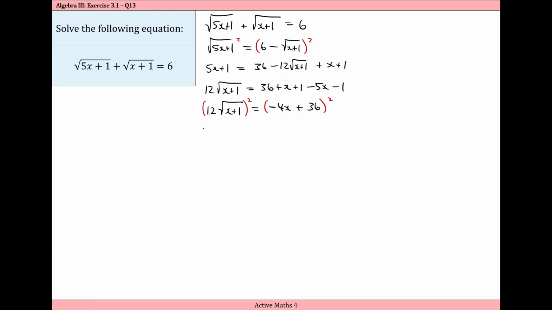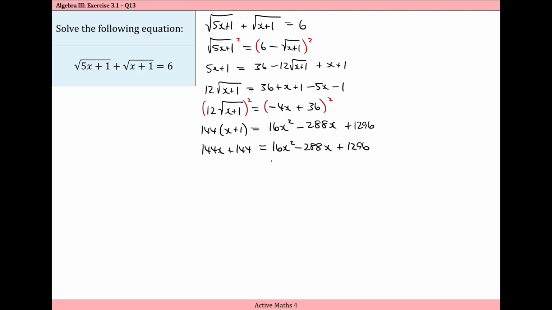So if I square 12, I get 144, and then if I square root x plus 1, that's just x plus 1. Equals, squaring out this bracket, I square the first, minus 4x all squared is 16x squared, and 36 all squared is plus 1296, and then twice the product, well, minus 4x by 36 is minus 144x times 2 is minus 288x. I'm going to multiply the left hand side, so I get 144x plus 144 equals 16x squared minus 288x plus 1296.